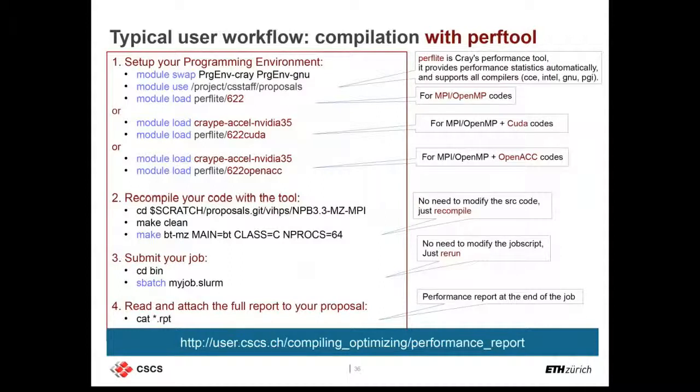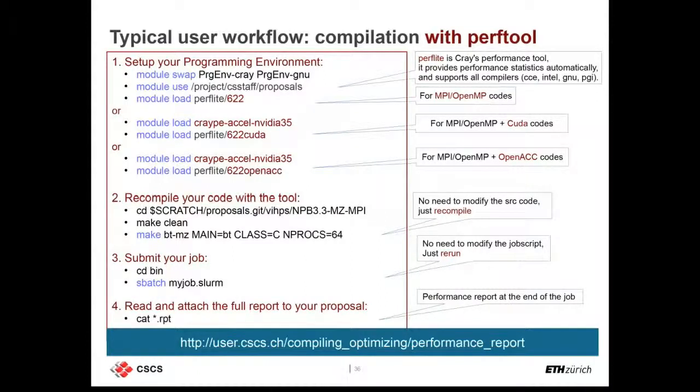So to get a performance report, you need to recompile and rerun your code with the performance tool from Cray. We have a modified version of the Cray performance tool that is called Perflight, and it will automatically insert some timers inside your code, and it supports all the compilers, so the Cray, Intel, GNU, and PGI compilers. And it should be rather easy to use because you should just module use that directory and then just load the performance tool.